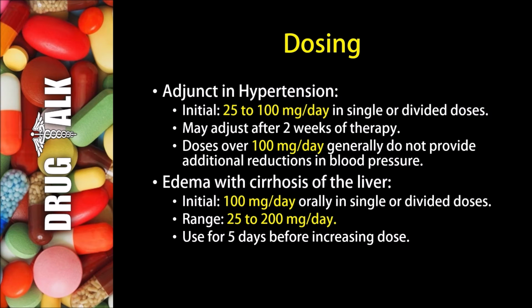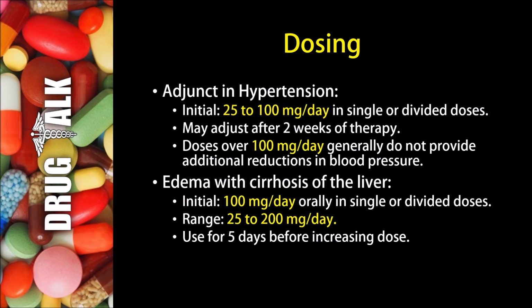Note about dosing with spironolactone. So as an adjunct therapy in hypertension or high blood pressure, the initial dose would typically be 25 to 100 milligrams per day in a single or divided doses. The dose may be adjusted after 2 weeks of therapy, and doses over 100 milligrams per day generally do not provide additional reductions in blood pressure.